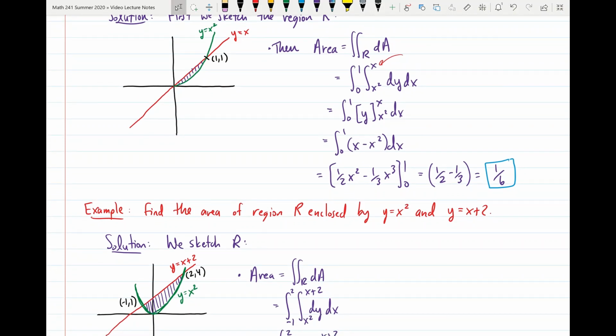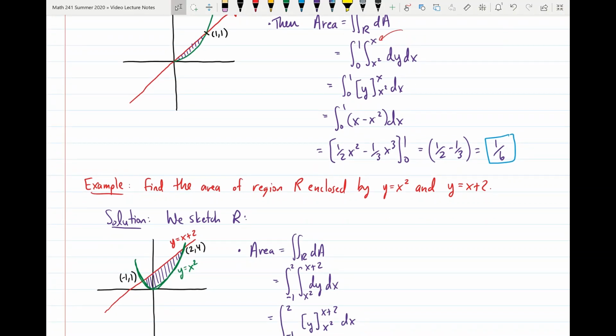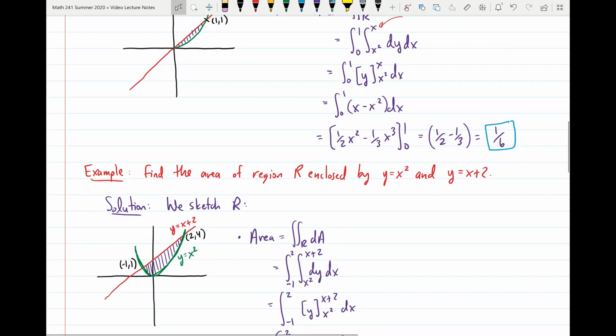And this leads us to the integral from 0 to 1 of y evaluated at x minus y evaluated at x squared, dx. So we plug in an x for y and then subtract what we get when we plug in x squared for y. So we end up with the integral from 0 to 1 of x minus x squared dx.